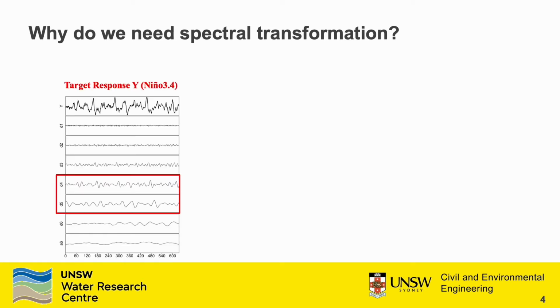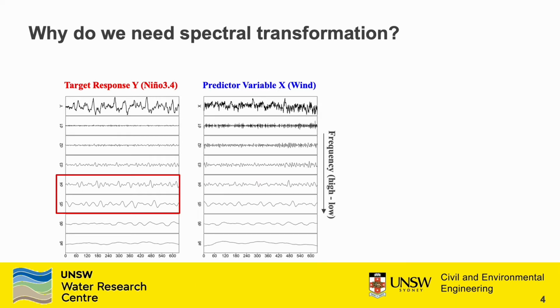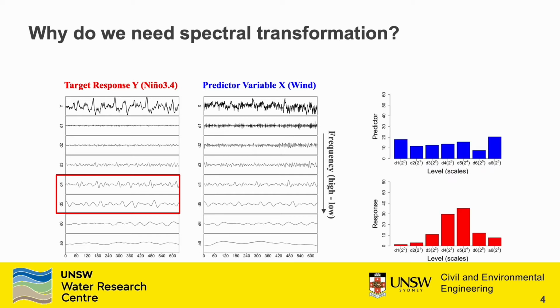ENSO is our target response in this study, and one of its predictor variables commonly used is the zonal wind stress. For the wind stress, compared with ENSO, how does it look in the frequency domain? Similarly, applying the wavelet transform, its information or variance is evenly distributed across the spectrum. Again, if we present their variance distribution in the frequency domain, you will see that they have completely different patterns.